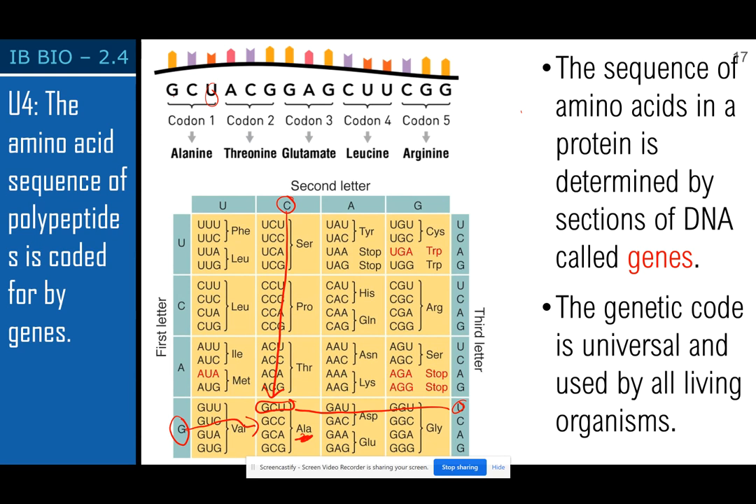The genetic code is universal and it's used by all living organisms, and this table is the same no matter what organism you are. And this is how, when we get the genome of a species, we can figure out all the different proteins that are built by that species, because we have this table to tell us, using certain genes, this is the sequence of amino acids that you get to create a protein.